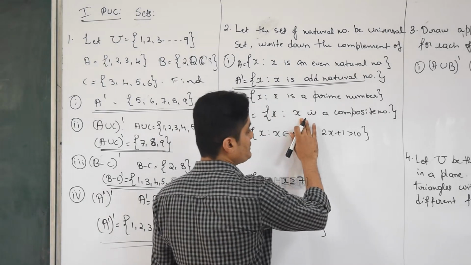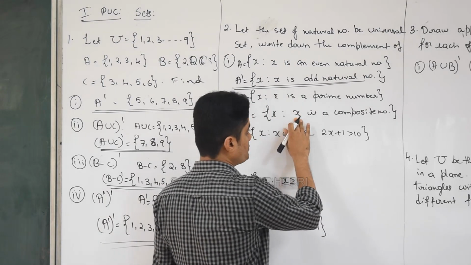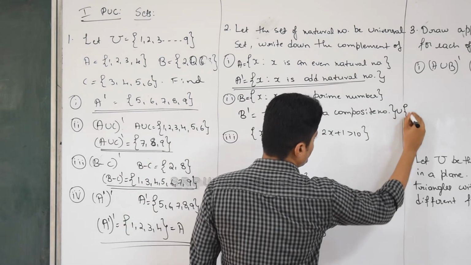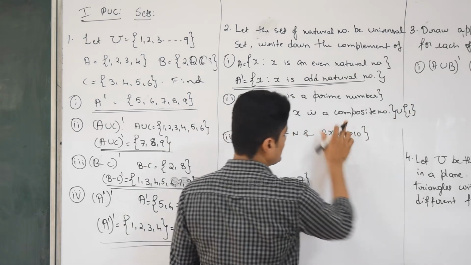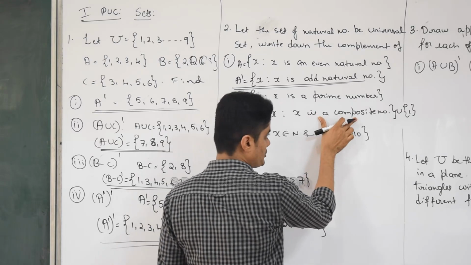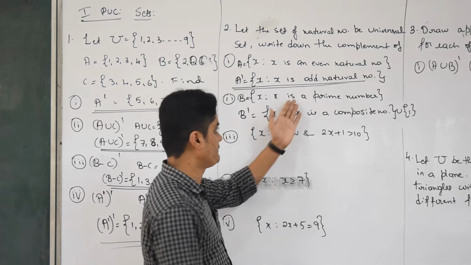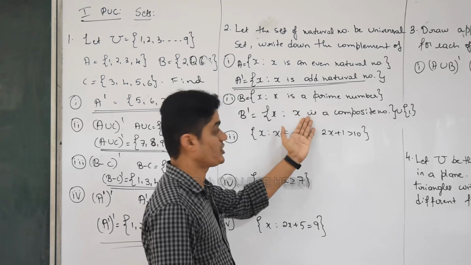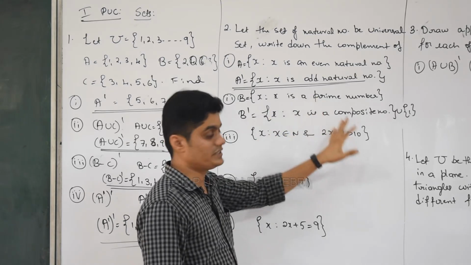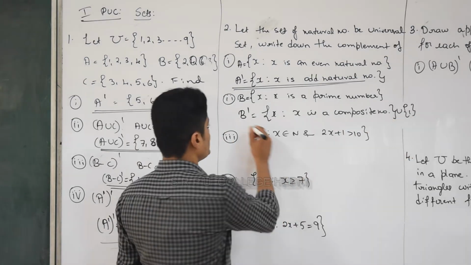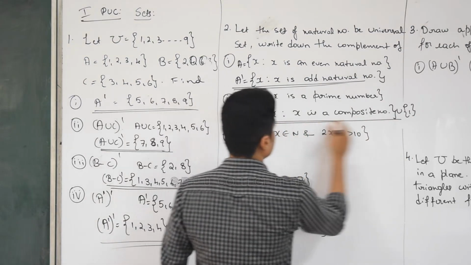When we say composite number, 1 will not be a composite number. So here you have to take one element, which is 1. Anyway, 0 is not there. 1 is not a prime number, and 1 is not a composite number. So include 1 in the complement, done. So this is the complement of the set.